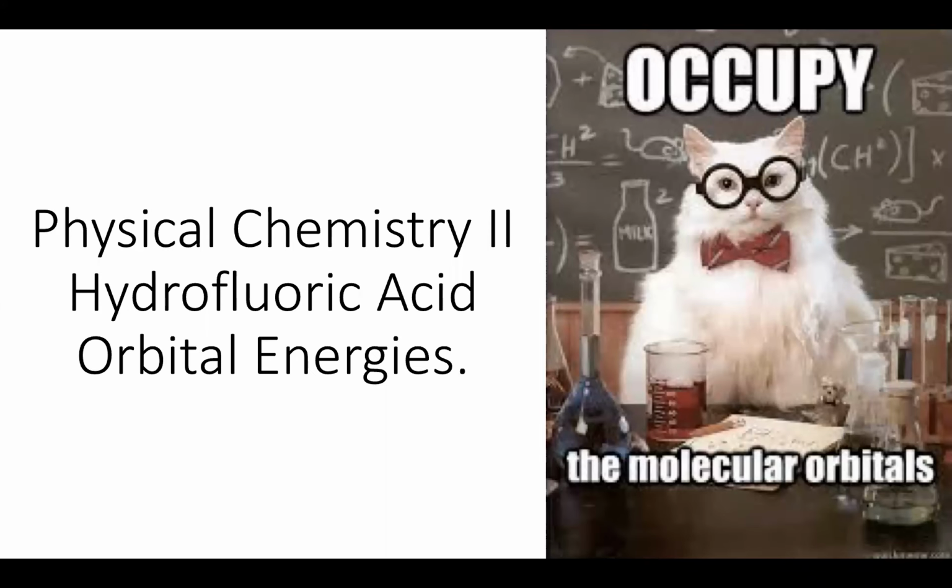Hello, everyone. So today we're going to be trying to bring a lot of the ideas that we've been building up over the last couple weeks together by looking at how we can determine the orbital energies for a diatomic system. Specifically, we're going to be dealing with the much tougher case of a heteronuclear system by playing around with some acid. So today we're up to hydrofluoric acid.